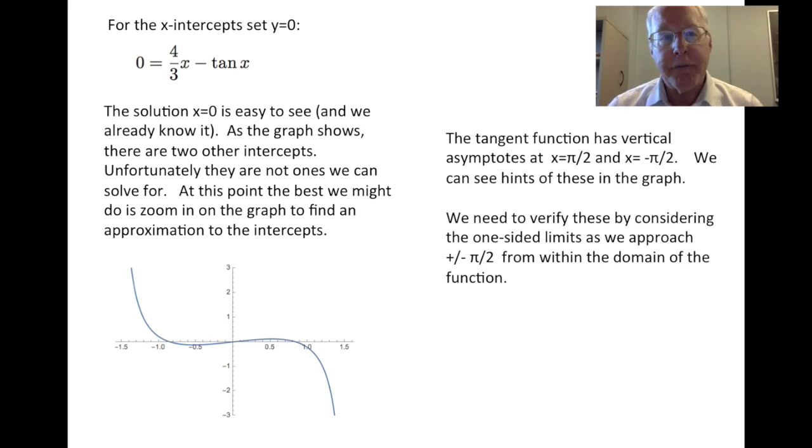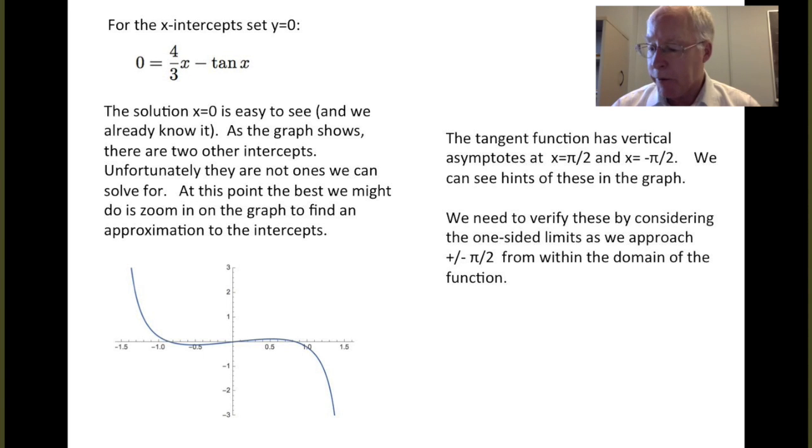Now we know the tangent function, its graph, has asymptotes at plus and minus pi over 2. And we can see hints of these asymptotes in the graph over here. On the left, the graph appears to be heading up to plus infinity, which suggests we might have an asymptote right there. On the right, the graph heads down to minus infinity. So perhaps a vertical asymptote over there like that.